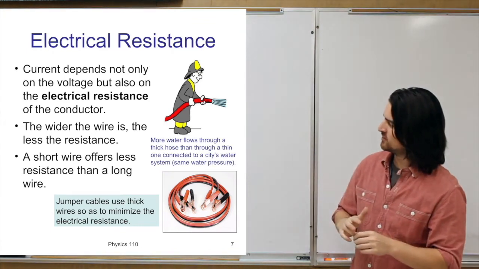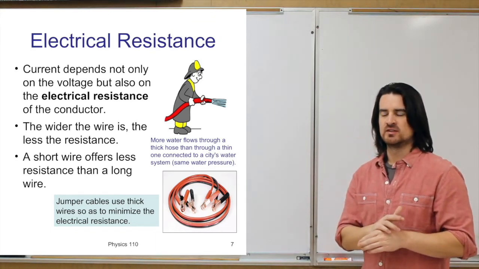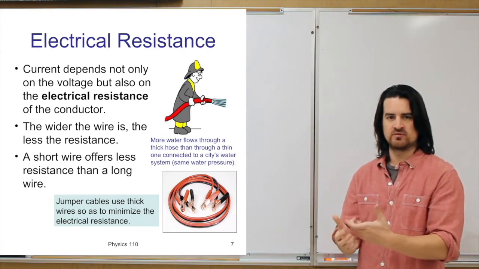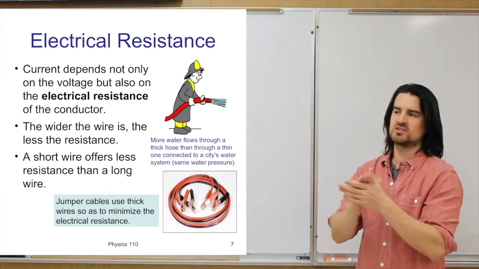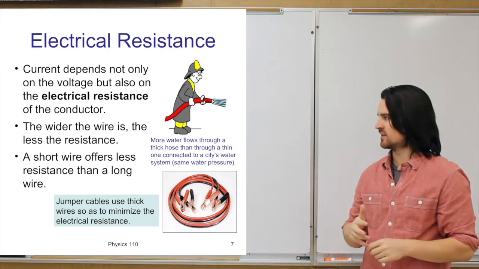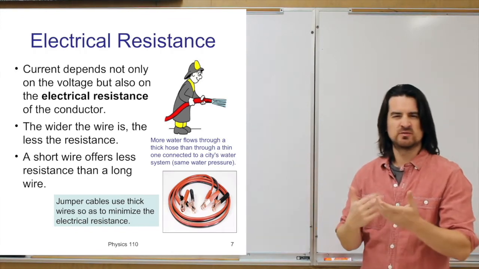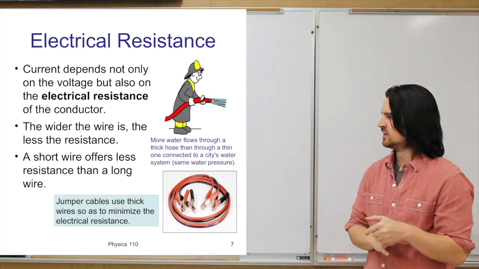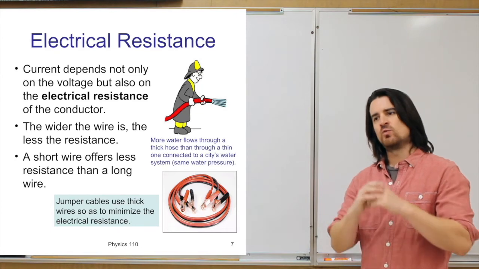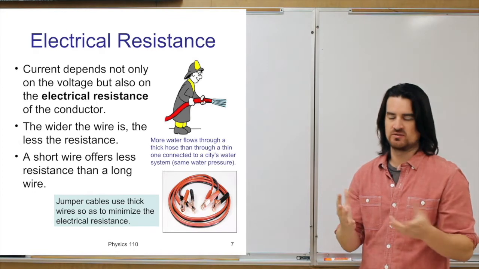Whenever you have a circuit, the amount of current that's going to flow in it is not just going to depend on the voltage source that you're using to sustain that potential difference. It's also going to depend on the electrical resistance in that circuit. In general, wires, which are made of copper or some kind of metal, are pretty low in resistance. And it turns out that the wider the cross-section of the wire, the lower resistance you can have.